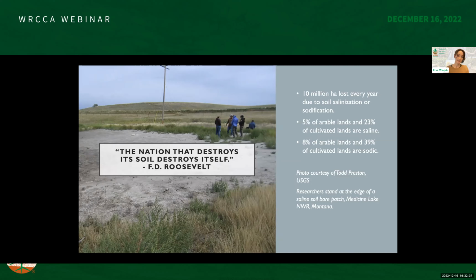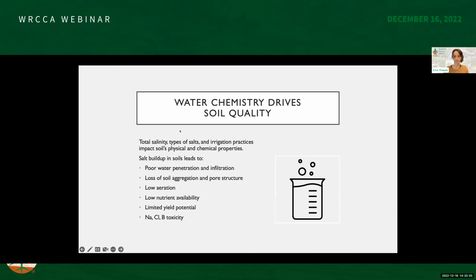FDR was talking about the Dust Bowl and everything that was happening to those Midwestern soils, but this is still a terrible problem in lots of places. And this photo is current, and it's in Montana, and this whole area just can't support plant growth very well anymore because of the salinization. And so we want to understand why, and how does water play into it?